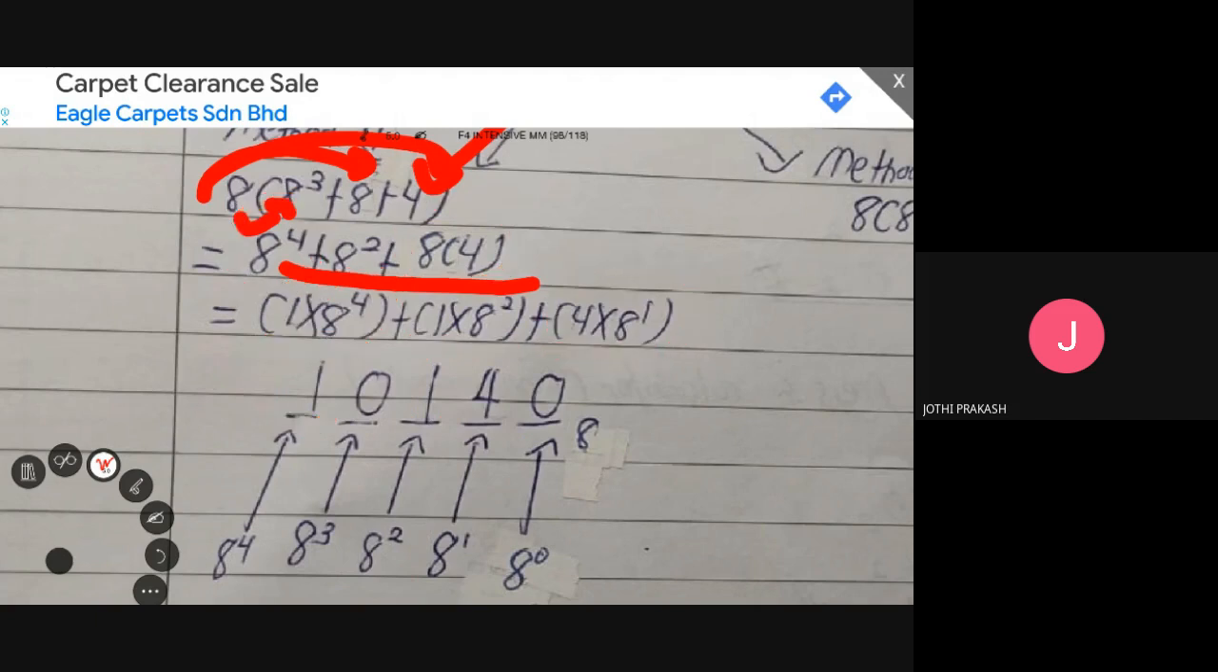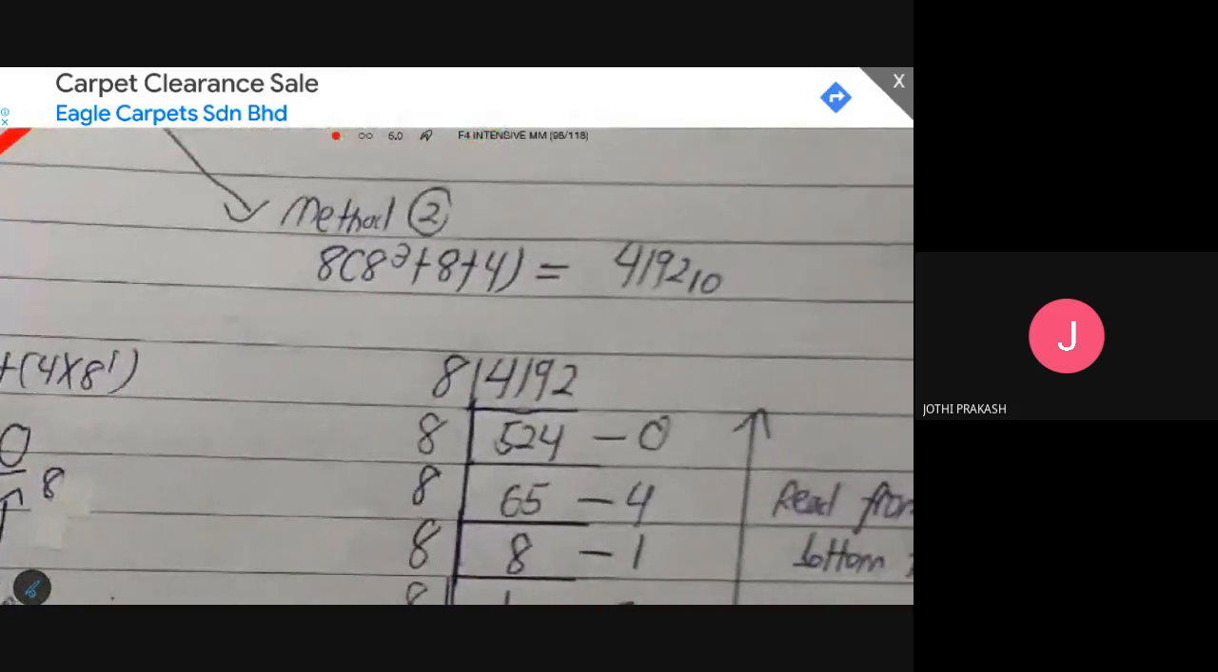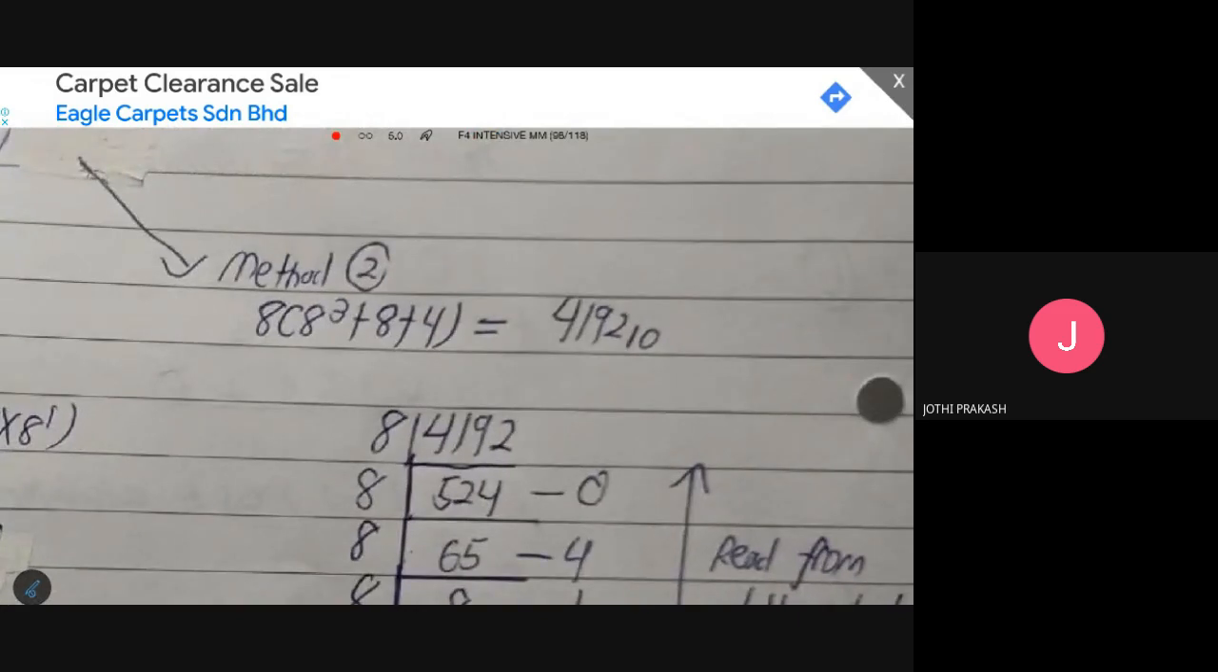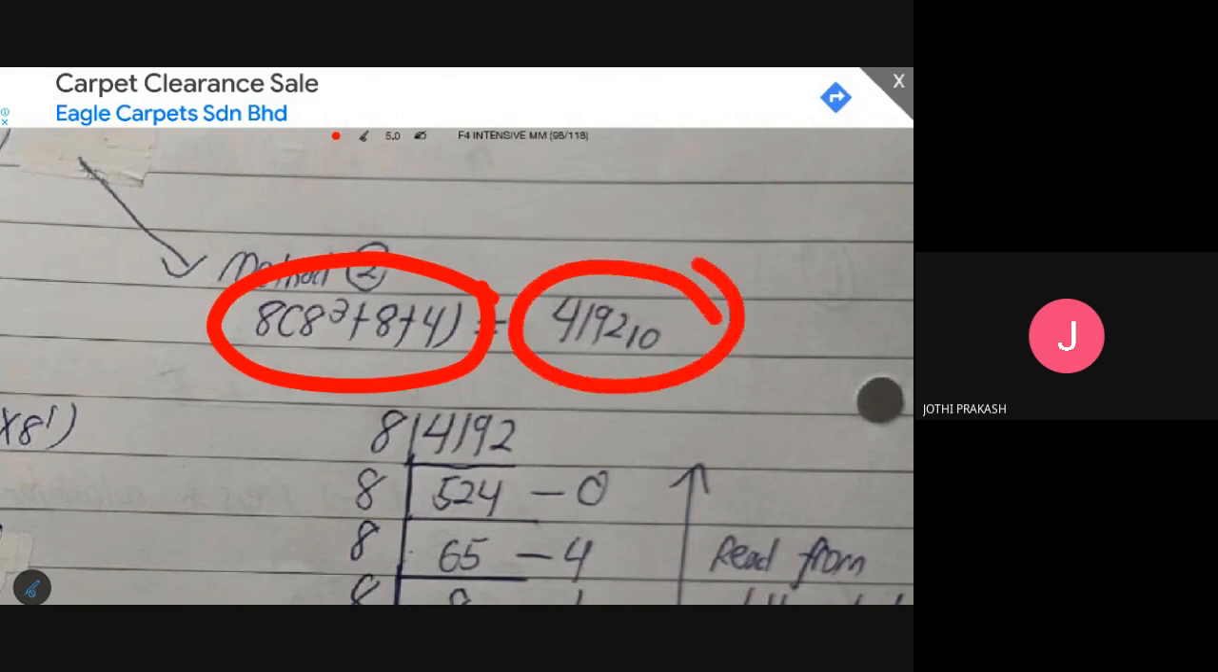Kamu tak boleh bayangkan yang ni. Jangan risau sebab kamu boleh buat kaedah yang ni. Kalau kamu sedar, kamu boleh kira nilai ini sebenarnya. You can count the whole value of this using your calculator. And jawapan yang kamu dapat adalah dalam asas 10. The answer you get will be in base 10.